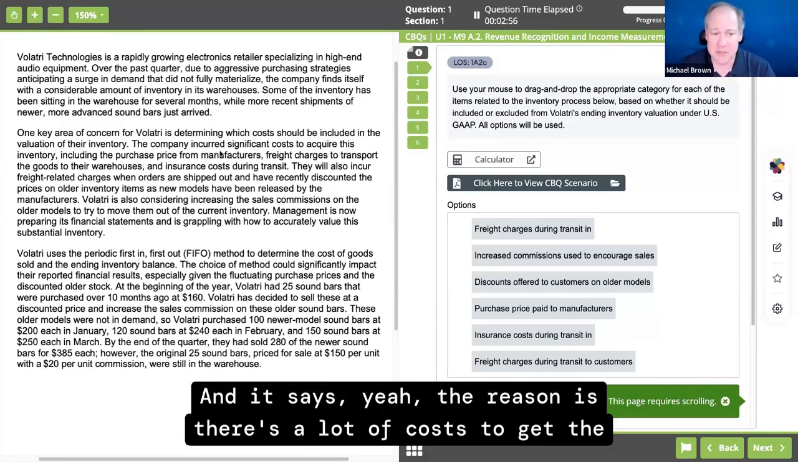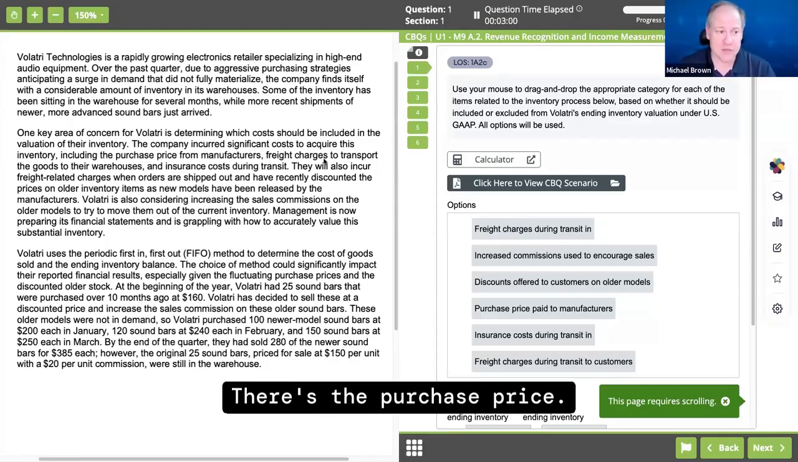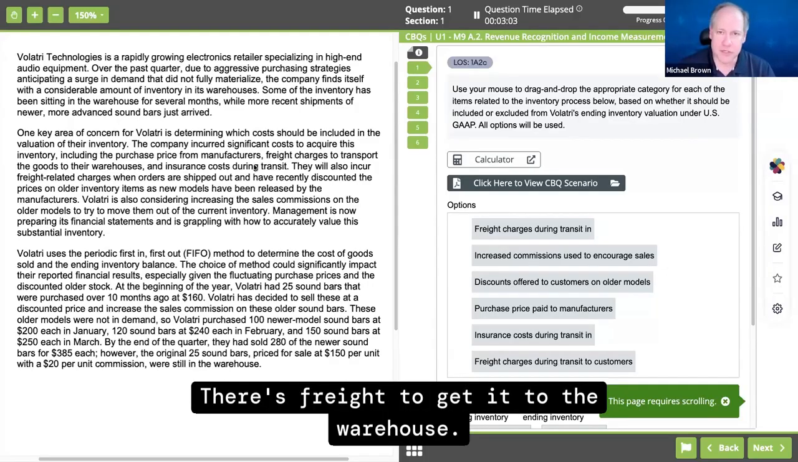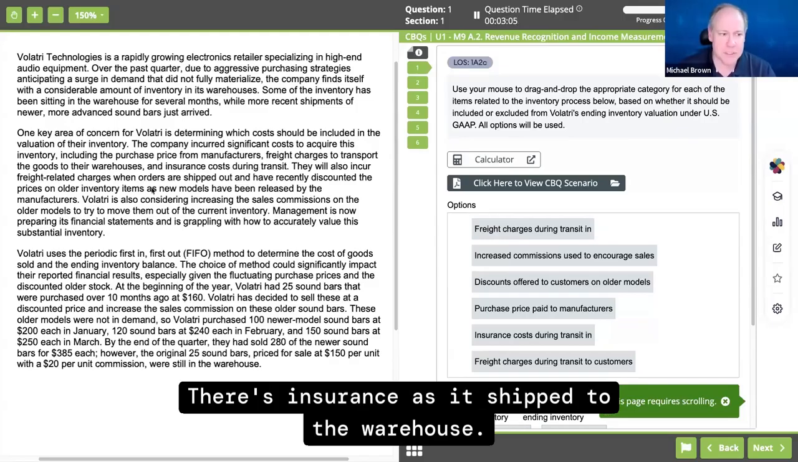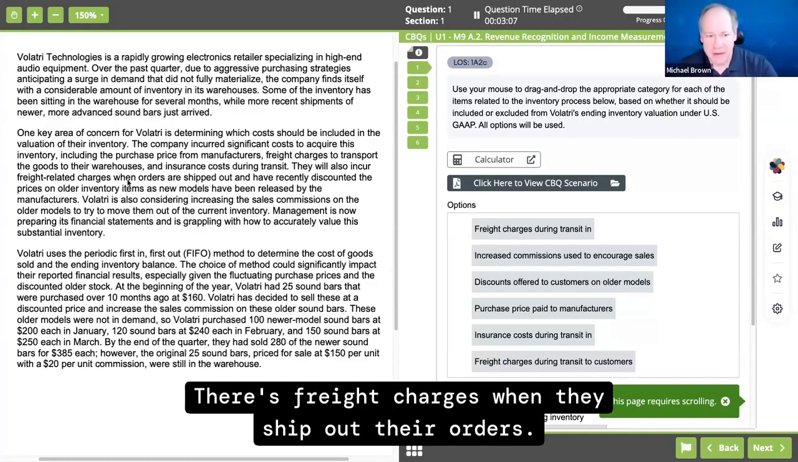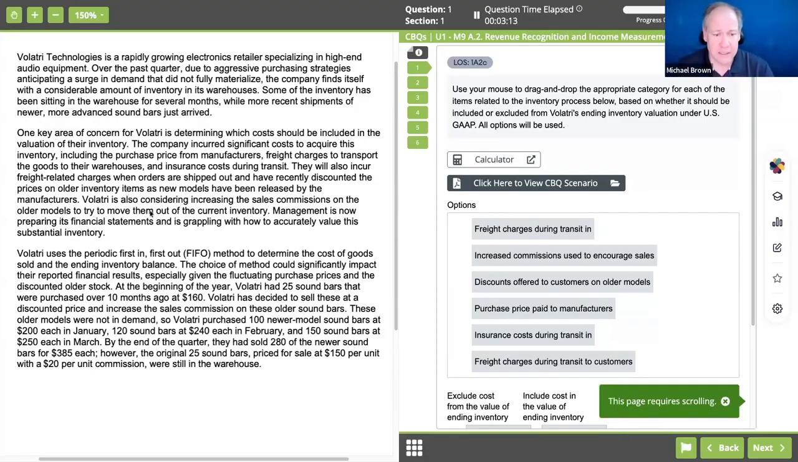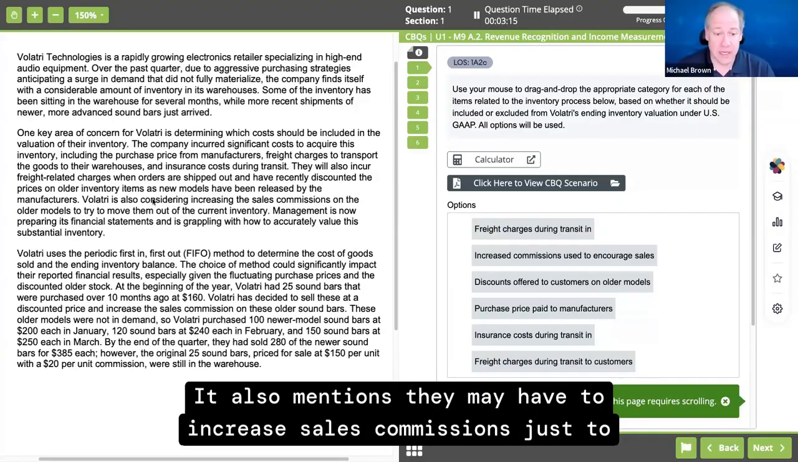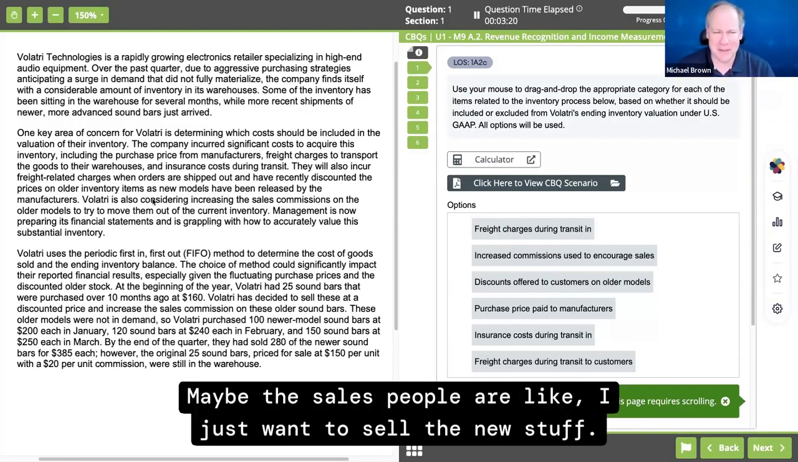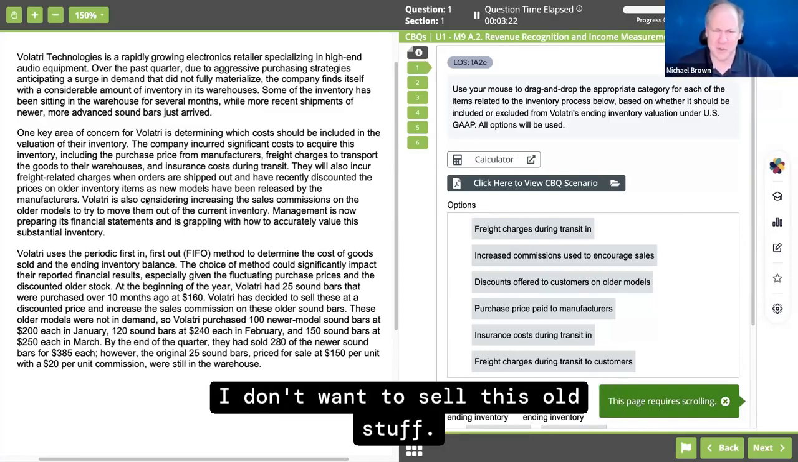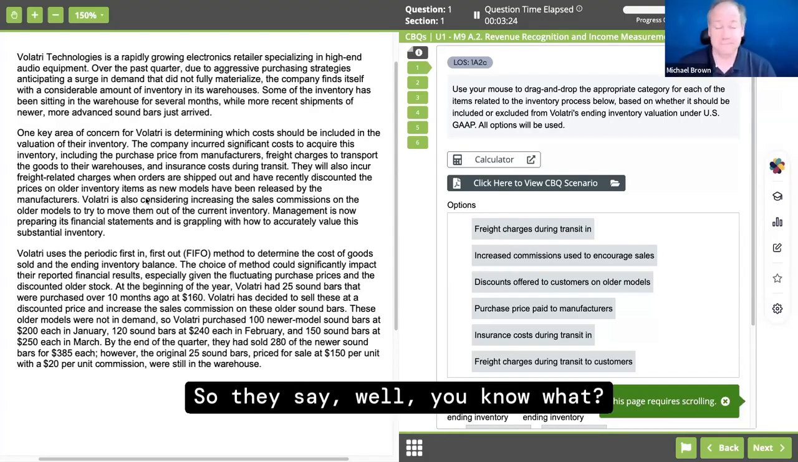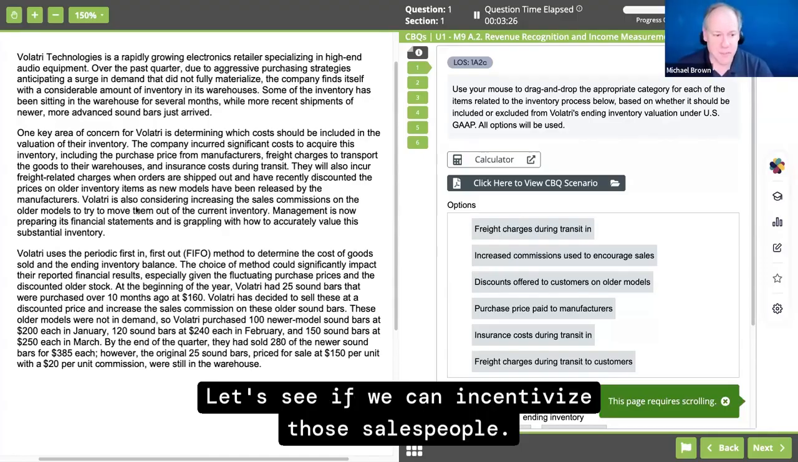And it says the reason is there's a lot of cost to get the inventory. There's the purchase price. There's freight to get it to the warehouse. There's insurance as it's shipped to the warehouse. There's freight charges when they ship out their orders. They've even had to discount some of the existing inventory just to try to get it to sell. It also mentions they may have to increase sales commissions just to promote them, right? Maybe the salespeople are like, I just want to sell the new stuff, I don't want to sell this old stuff. So they say, well, let's see if we can incentivize those salespeople.